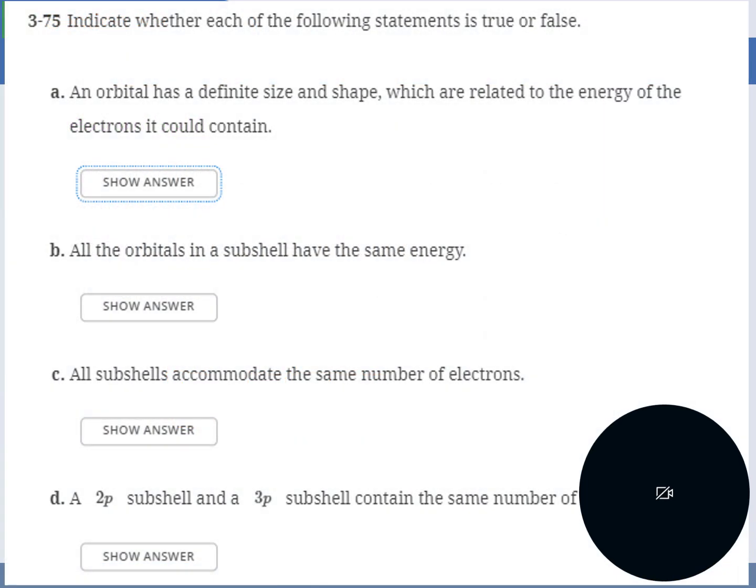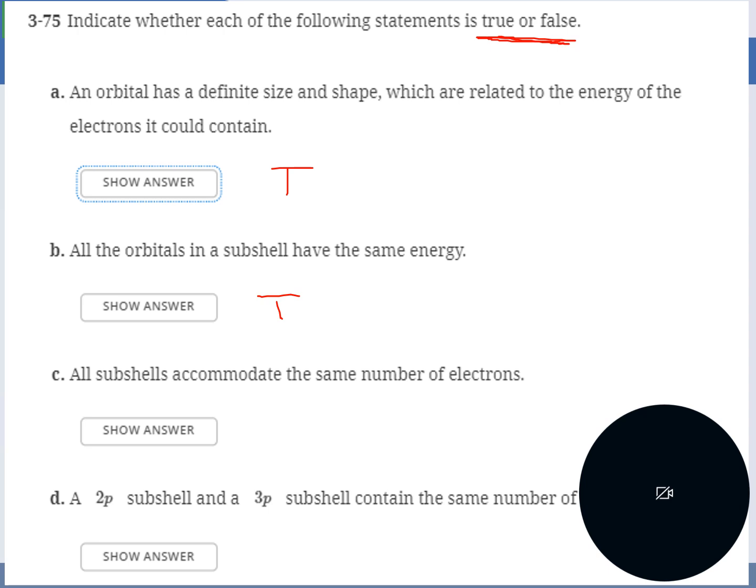Again, I encourage you to pause the video and try to figure out if these are true or false statements. In A, an orbital has a definite size and shape which are related to the energy of the electrons. That is a true statement. Next, all the orbitals in the subshell have the same energy. That is true. Orbitals in the subshell have the same amount of energy, although they might differ in orientation.